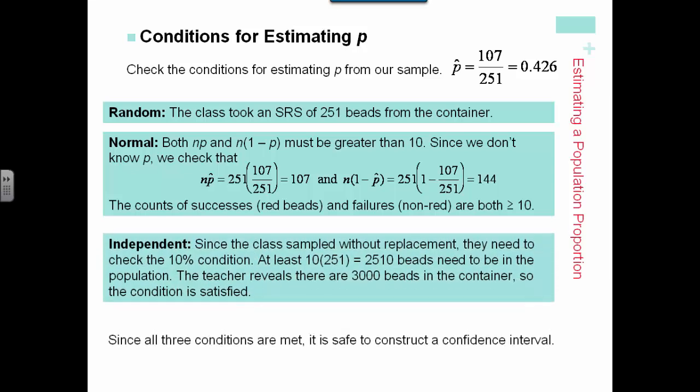Independent. Since the class sampled without replacement, do they need to check the 10% condition? At least 2,510 beads need to be in the population. The teacher reveals there are 3,000 beads in the container, so the condition is satisfied. Since all 3 conditions are met, it is safe to construct a confidence interval.